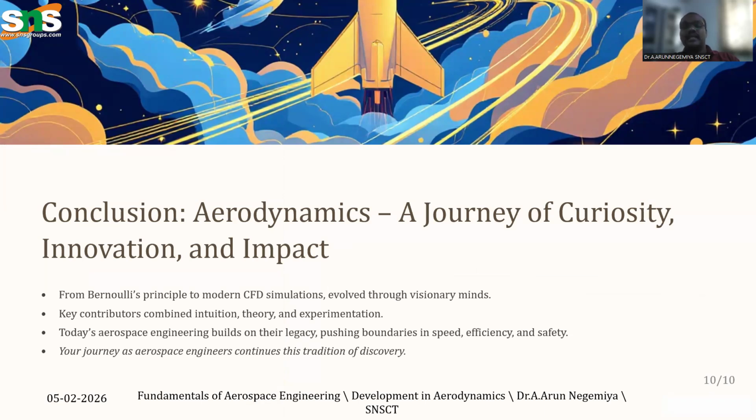By concluding the aerodynamics, many inventors and many scientists developed many concepts for the aircraft. Bernoulli's principle, used to develop CFD simulations, can be useful to design the aircraft and to understand what flows occur while the aircraft is flying.